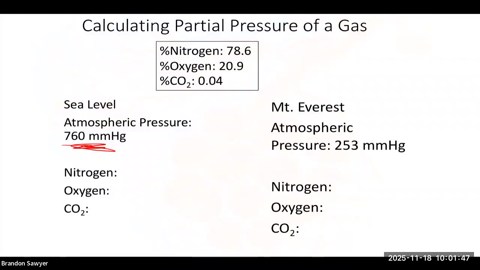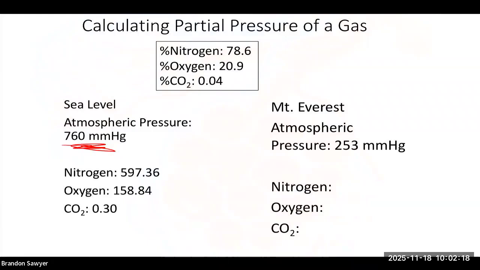Okay, let's walk through it. So we're just taking the 760, times 0.786, times 0.209, times 0.00004, I think, if I said the right number of zeros. So we get about 597 millimeters of mercury of nitrogen, about 159 millimeters of mercury of oxygen, which is a pretty normal number that we'll see, and then about 0.3 millimeters of mercury of CO2, right?